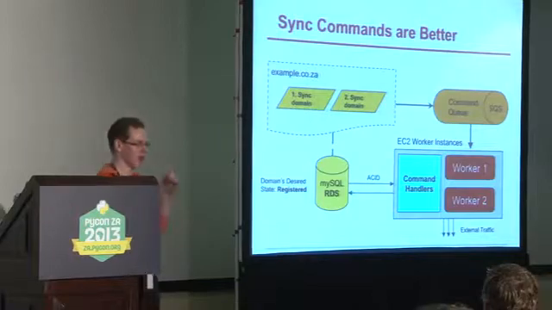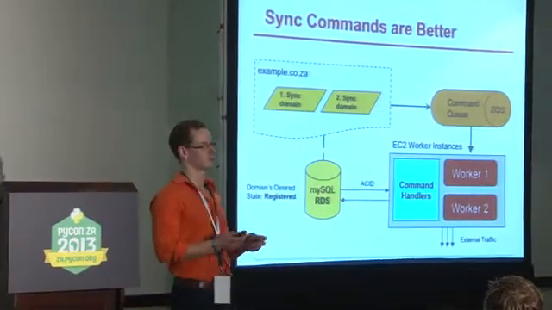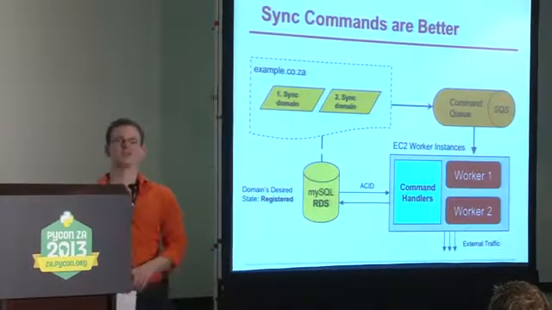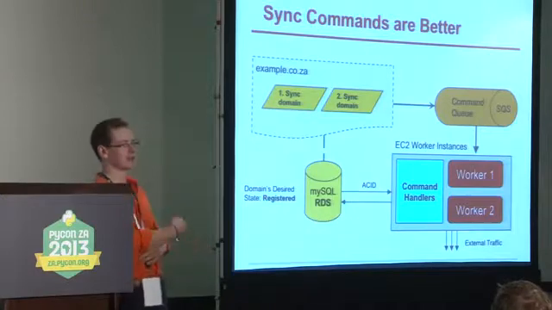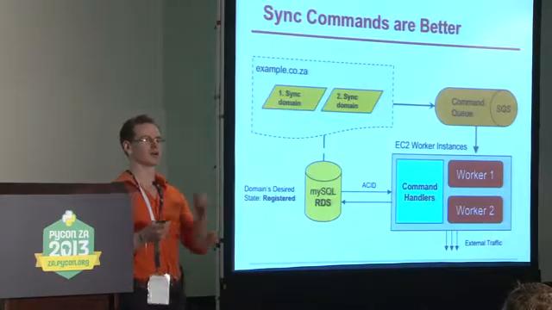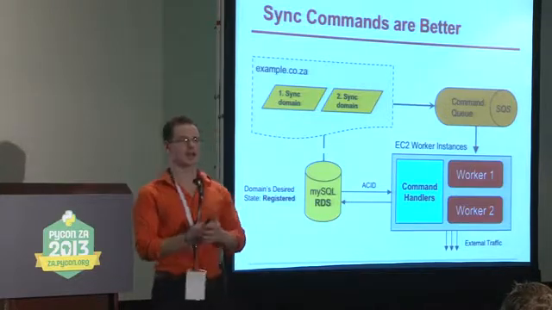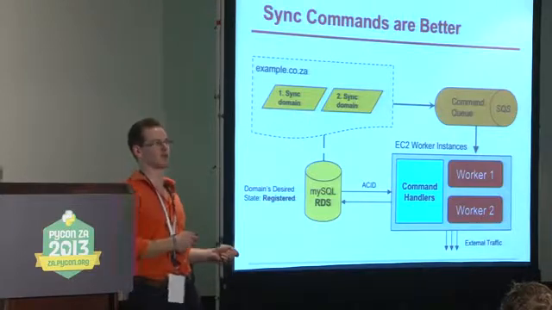We now have idempotent commands, which means they have no side effects. They typically look like sync this domain or sync up this contact and make it happen. And you'll notice we've added a command handler to our worker block, which takes a command like go sync up example.co.za, and it'll figure out all the things it needs to do to bring it up to the state that we want it to be in.